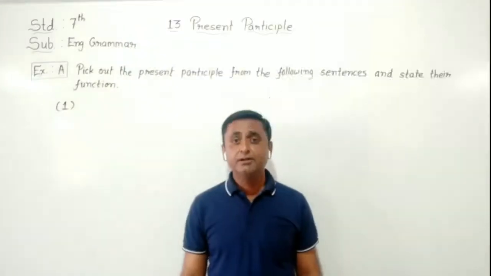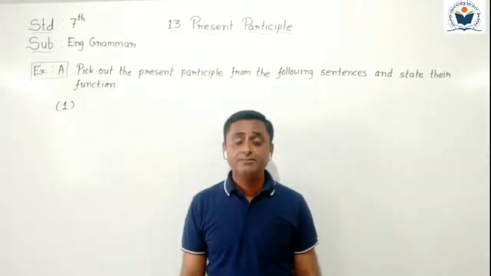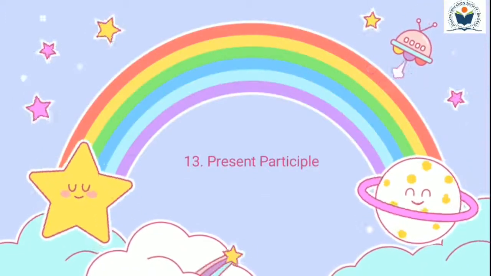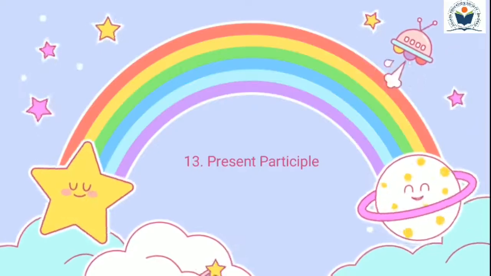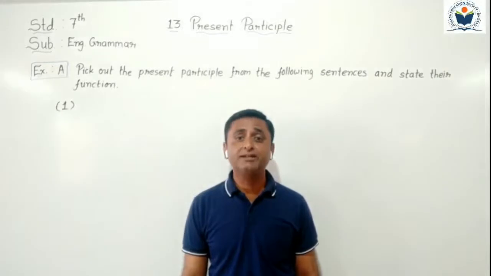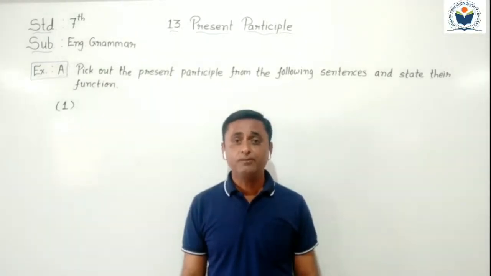Hello students, today we are going to learn standard 7 subject English grammar lesson number 13, present participle. As you know students, in our previous video we completed teaching points related to present participle. Now today in this video we have to do the exercise based on those teaching points. Present participle means V4 form. We have to add ing after the verb, it becomes a present participle form.